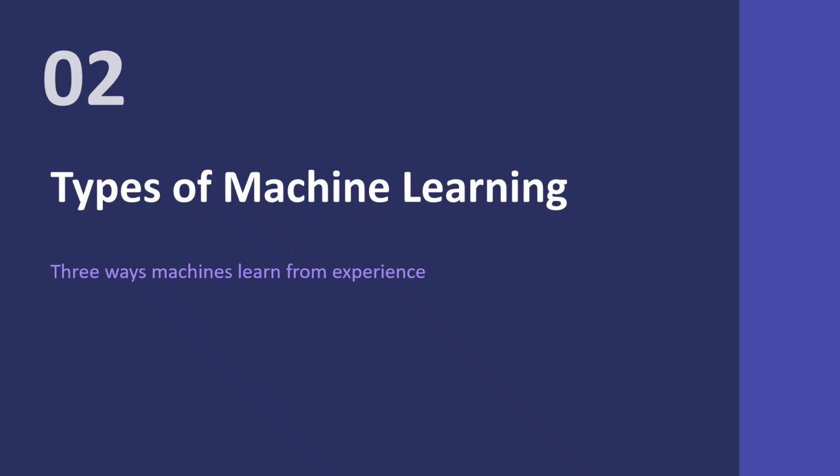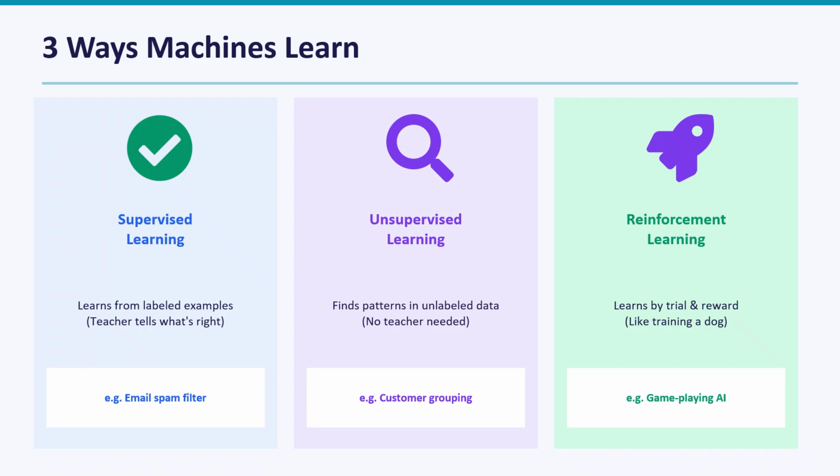Great. Now that you know what ML is, let's look at the three main ways machines can learn. Section 2, Types of Machine Learning. There are three types of machine learning. First is supervised learning. This is the most common type. You give the model labeled data, meaning you show it input and the correct answer. For example, you show it thousands of emails labeled spam or not spam, and it learns to classify new emails. Think of it like a student learning from a textbook with an answer key.